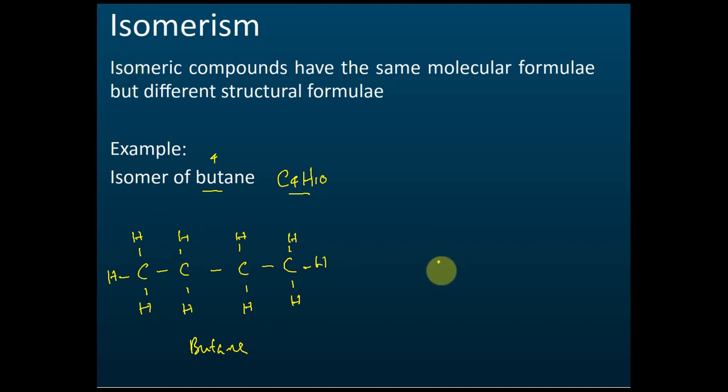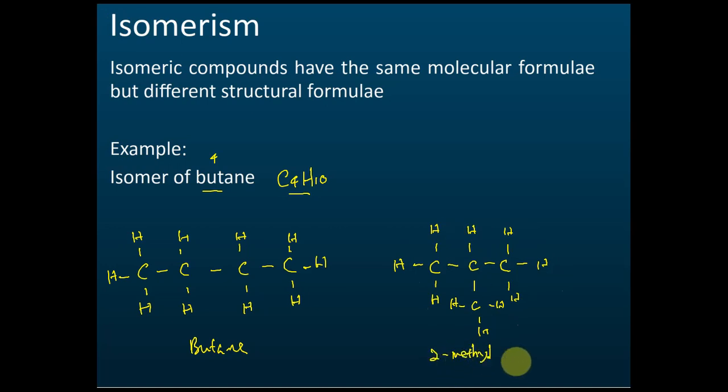And the structure can also be like this, with one branch. There's one branch here. This is the longest chain, and this is the branch. And the name is called 2-methylpropane. Now, both of these molecules are butane. This is butane. This is also butane. But the IUPAC name for this one is 2-methylpropane.